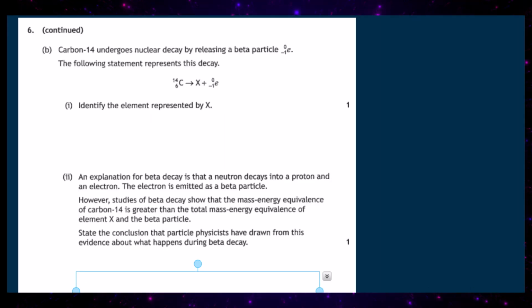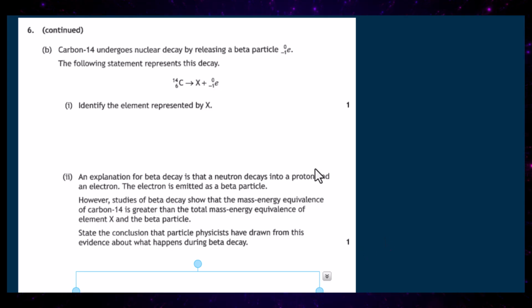Question 6 continued, part B. Carbon-14 undergoes nuclear decay by releasing a beta particle, e, 0 minus 1. The following statement represents this decay, and you have the statement there, and for 1 mark we're asked to identify the element represented by X.